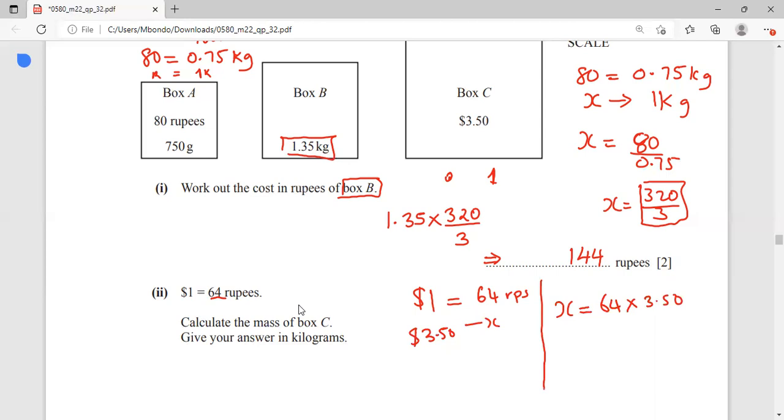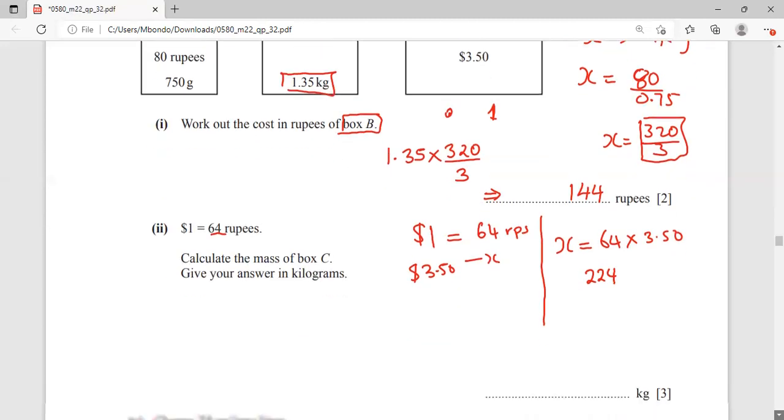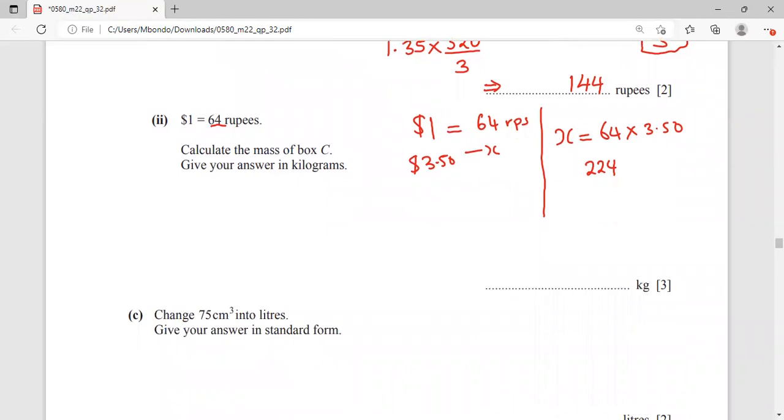We are going to get 224. All right, 224. Now take note. Take note that what did we just get here? This amount that we got, what is it? This amount that we got is in rupees.